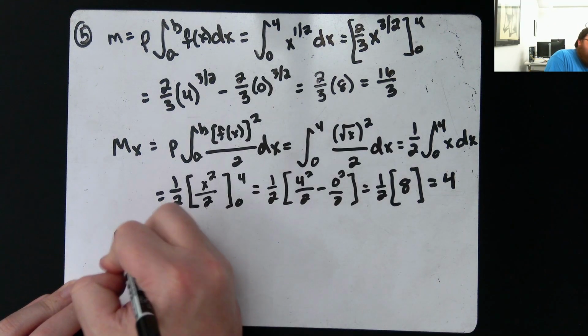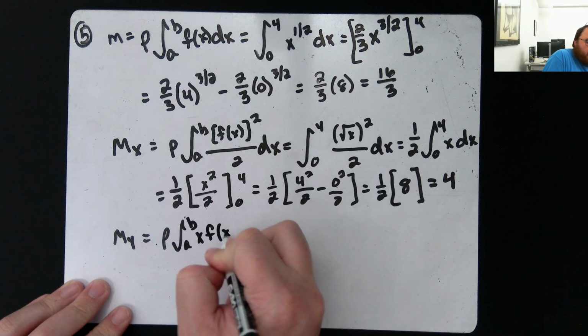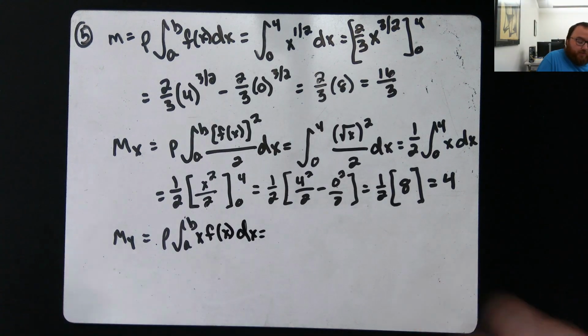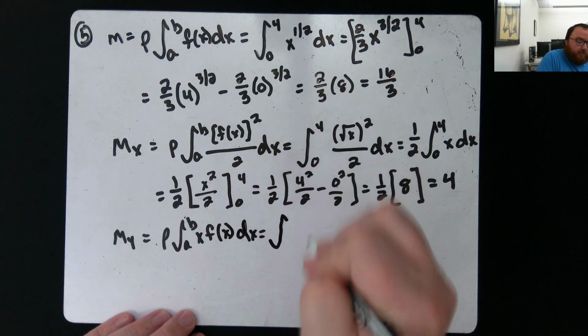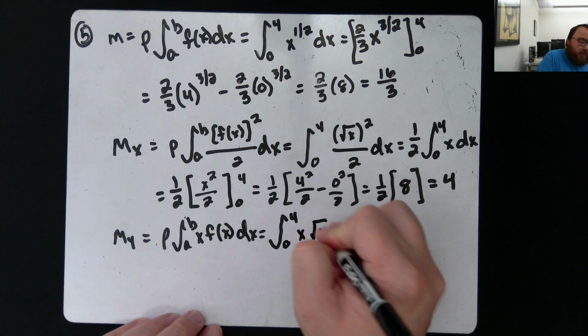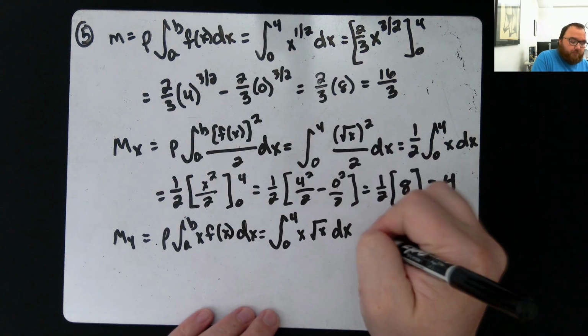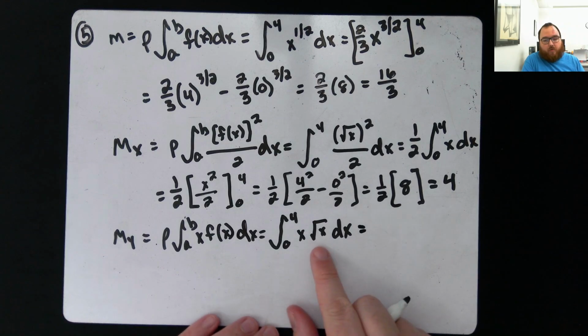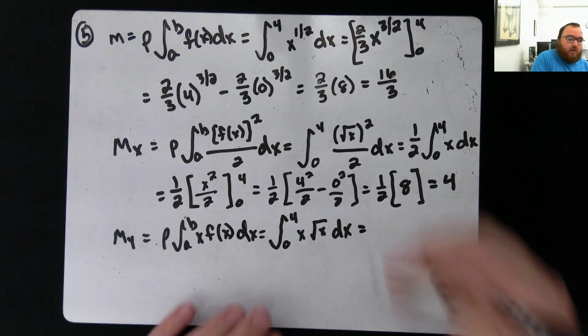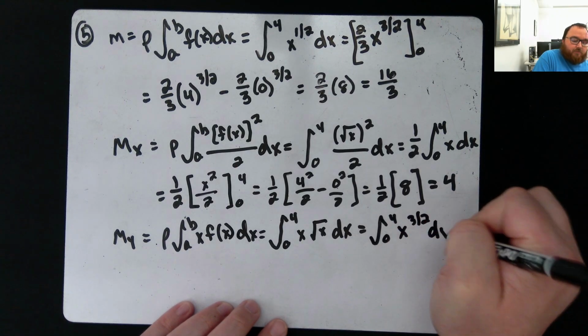Now do the moment about y. Rho integral from a to b of x f of x. Rho is equal to 1, so that's integral from 0 to 4, x times the function, which is square root of x. We did a lot of these in an earlier section. I don't remember which section it was, but I want to say 2.3. X times the square root of x is like saying x to the 3/2. So this is integral from 0 to 4 of x to the 3/2 dx.